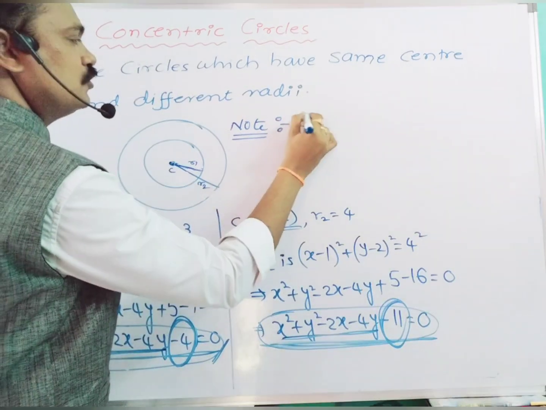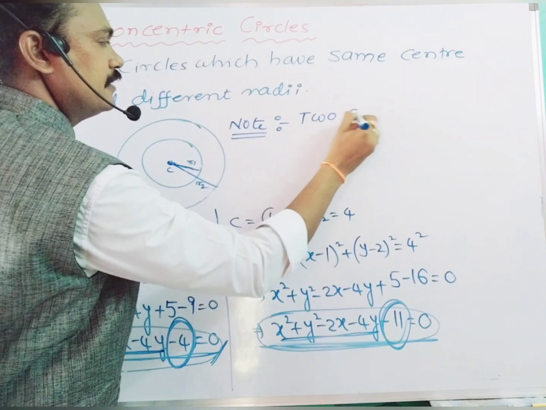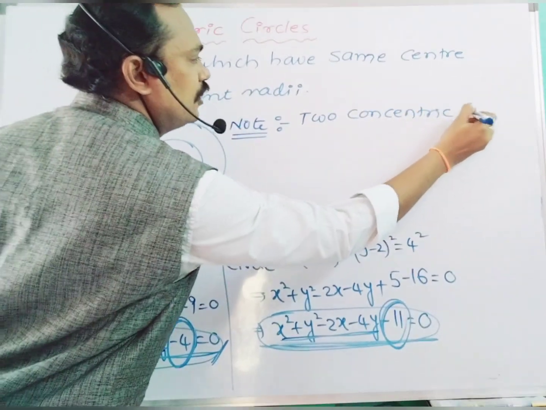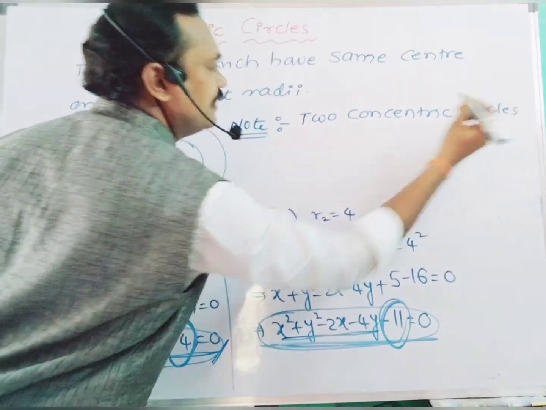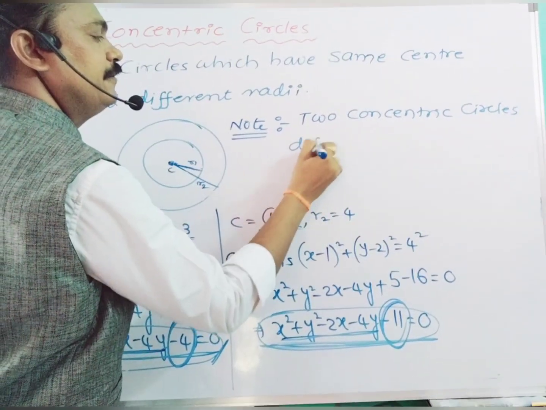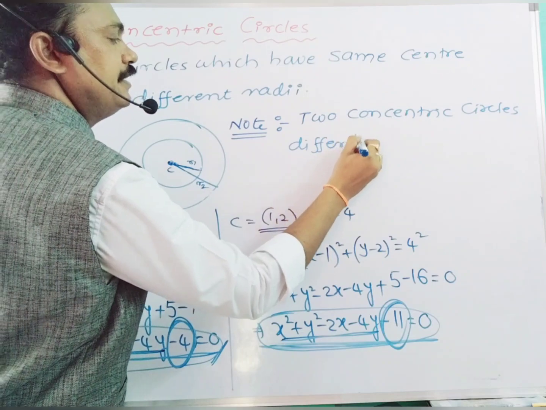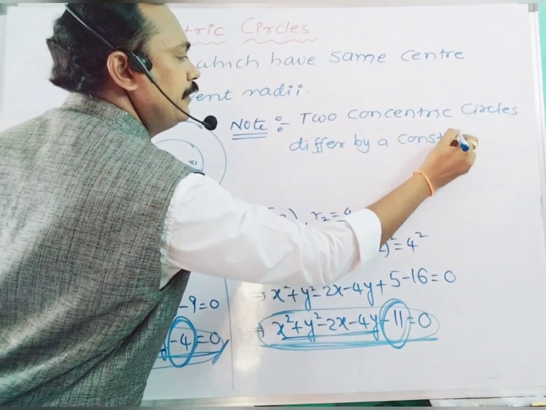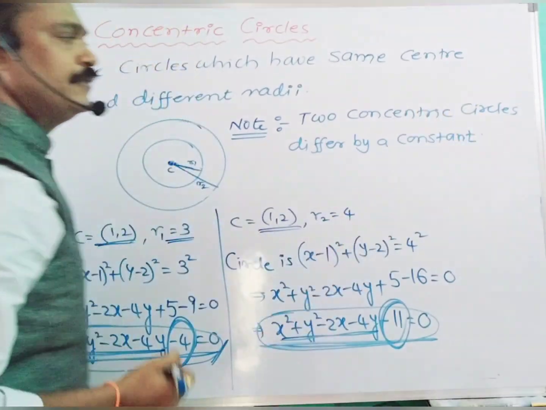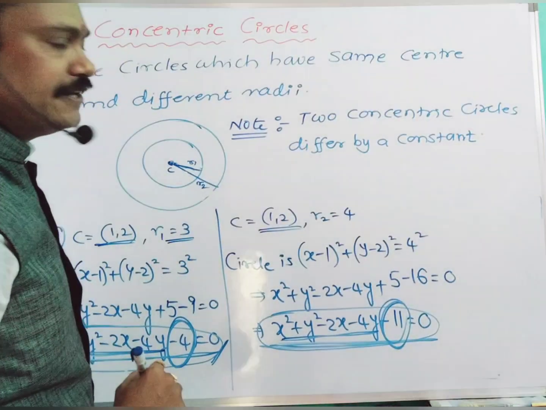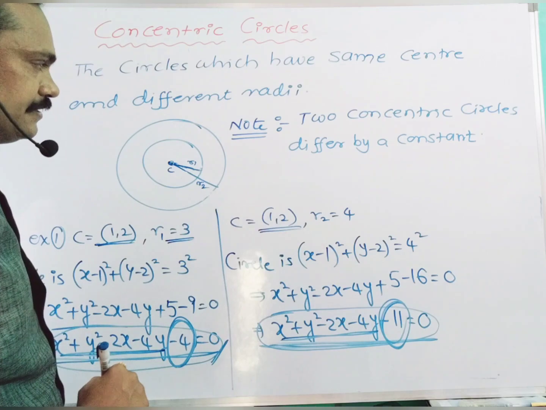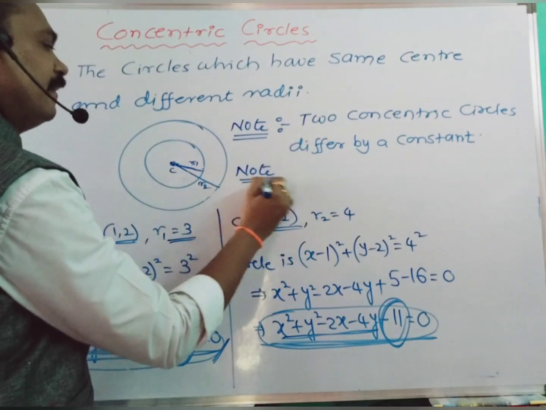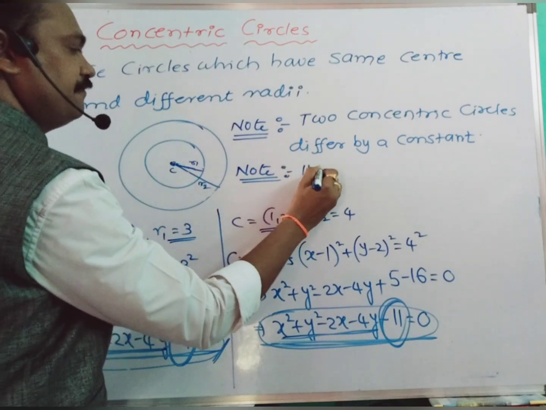Two concentric circles differ by a constant. Differ by a constant. Important point for JEE pattern, right? Two concentric circles differ by a constant. Is it okay? And the second note is the equation of a circle.